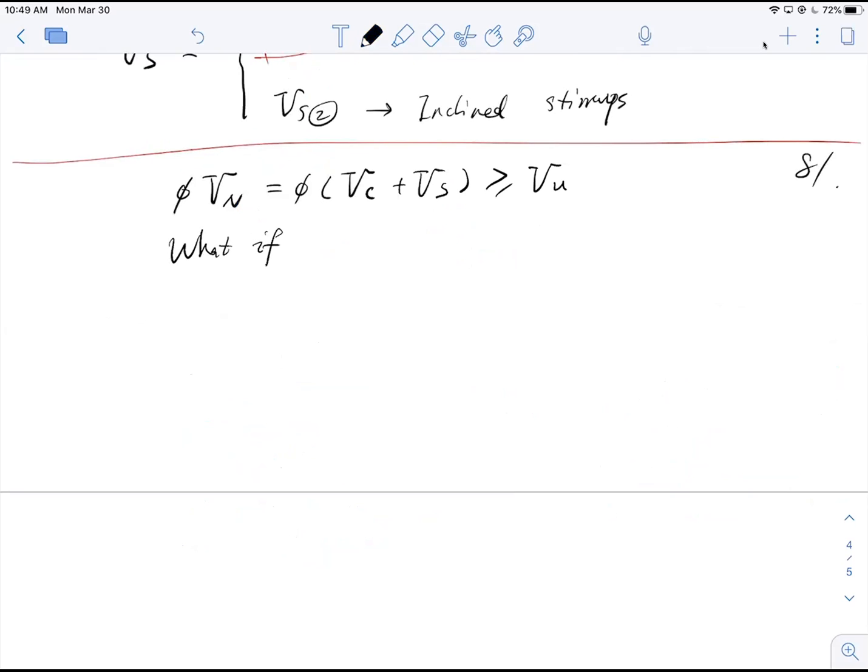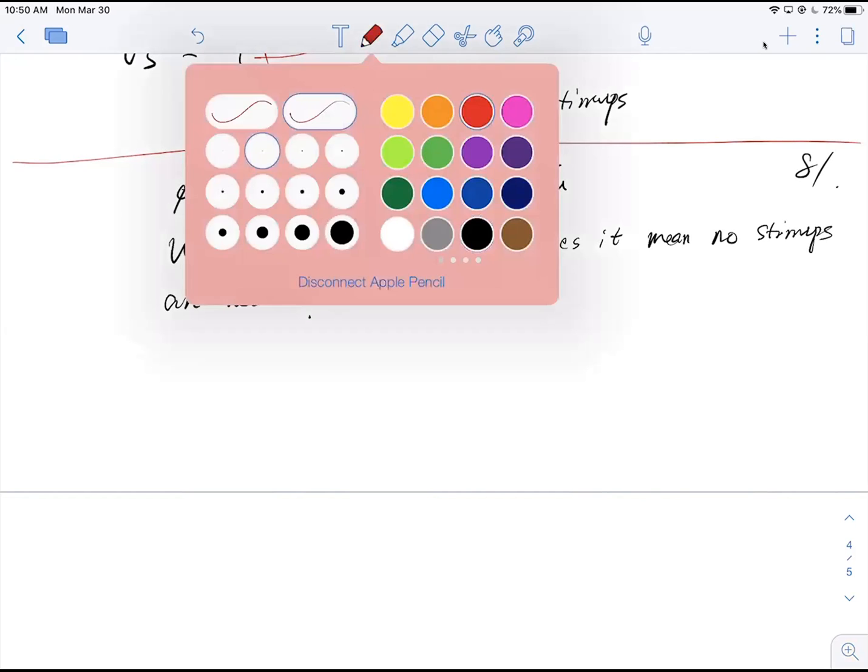What if the resistance from concrete only, Vc multiplied by the strength reduction factor 0.75, of course, has already exceeded Vu? Does it mean no stirrups are needed? Now, unfortunately, the answer is no.